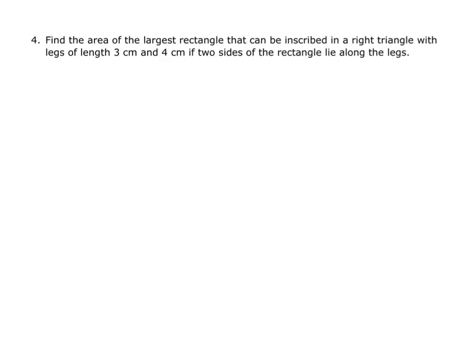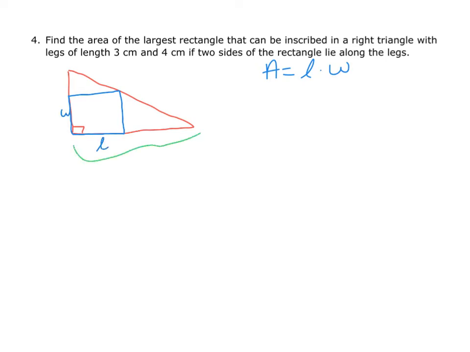All right, find the area of the largest rectangle that can be inscribed in a right triangle with legs of length 3 and 4 if 2 sides of the rectangle lie along the legs. All right, this is the hardest problem on this worksheet, in my opinion. So I've got my rectangle. So we are maximizing the area of the rectangle, right? So the area of the rectangle is length times width. So I just named it length and width. But then I also know that this whole thing is 4 and this whole thing is 3.